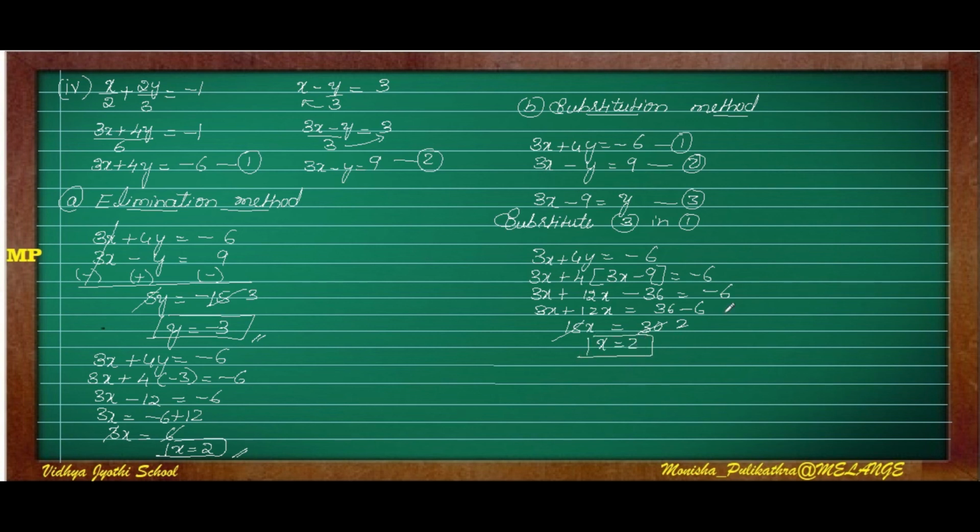So the value of x, I will be substituting in the third equation. So equation 3 is 3x minus 9 is equal to y. And in the place of x, we need to substitute 2 here. 3 2s are 6 minus 9 is equal to y. So the value of y is 6 minus 9, minus 3. So from both elimination and substitution method, we can verify that x value is 2 and y value is minus 3. So it is proved.